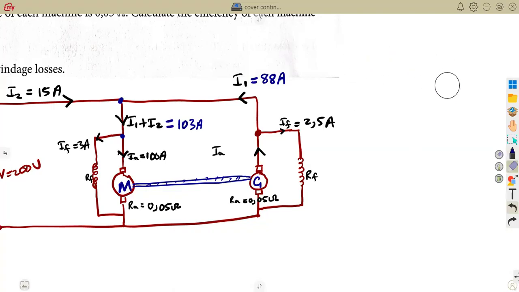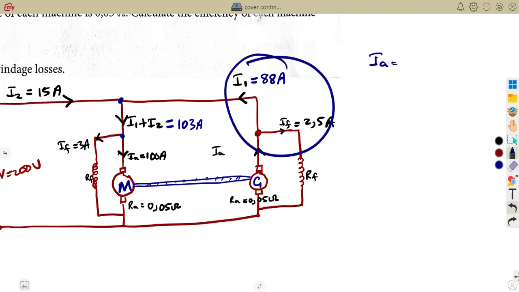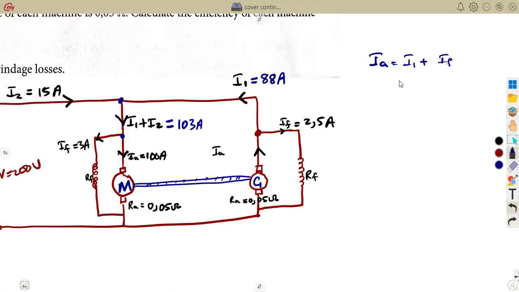Since we now have this I1 and IF, we can calculate the armature current here. From the same concept, the armature current flows towards the junction. It branches another one here, another one here. So it simply tells us that the armature current from the generator is the sum of the load current and the field current. So we just add those, 88 plus 2.5, which gives us 90.5 amps. So we have got this one also, 90.5 amps.